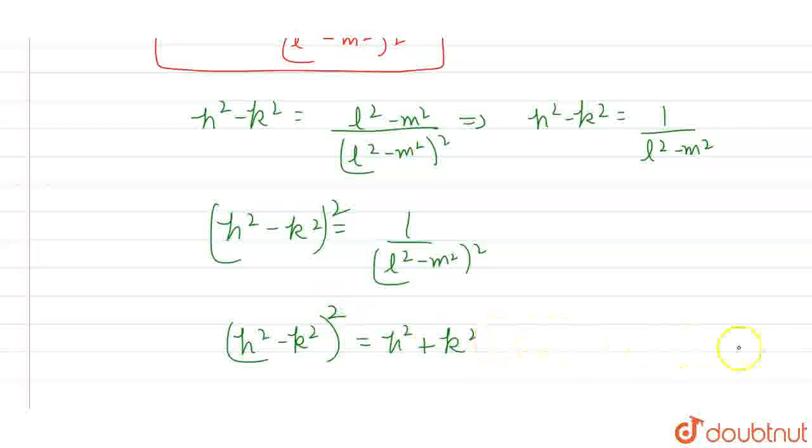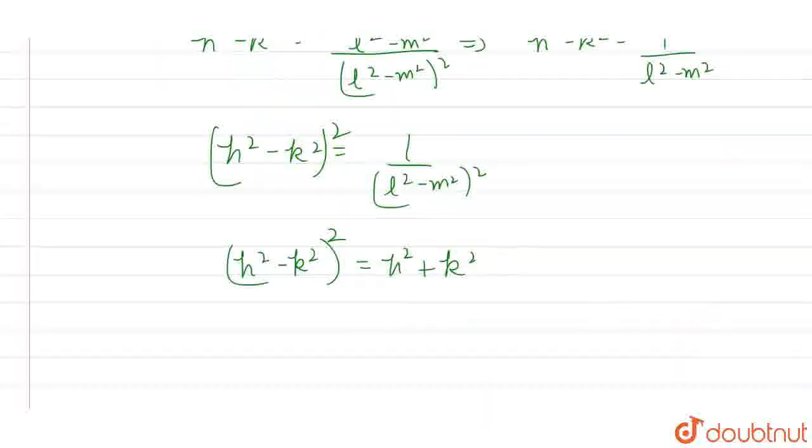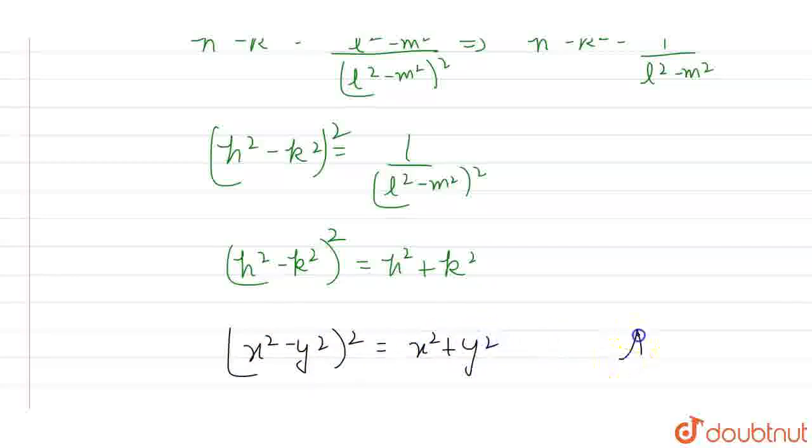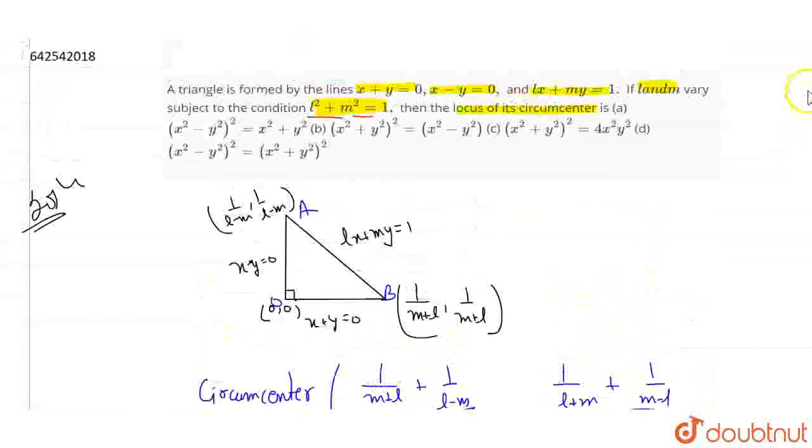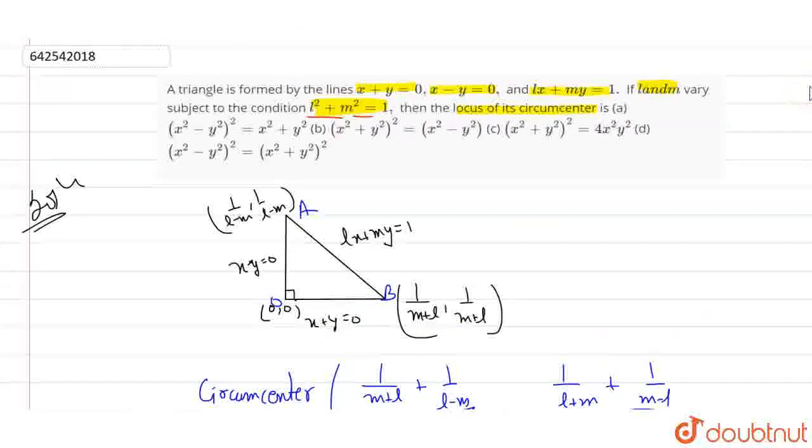If I replace h and k with x and y, this will become x square minus y square whole square equals x square plus y square. This is the locus we are looking for. So the answer is x square minus y square whole square equals x square plus y square. If I go to the question and check the options, this is option A. So the correct answer is option A.